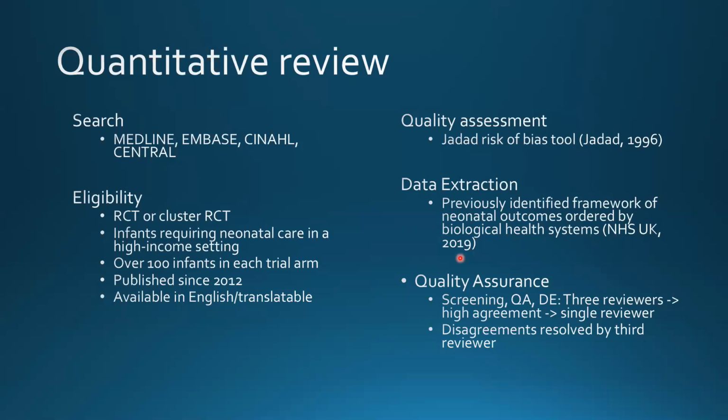And in terms of quality assurance, for the screening and quality assessment and data extraction, at each of those stages, we had 3 reviewers who reviewed a subset of studies until they reached a high agreement calculated by Cohen's kappa. And then a single reviewer completed those. Any disagreements or queries about screening or quality assessment or data extraction were resolved by a 3rd reviewer.